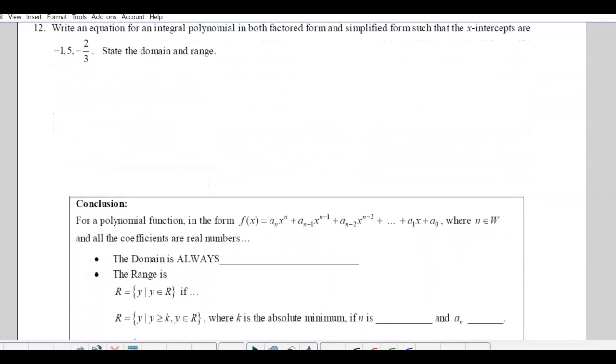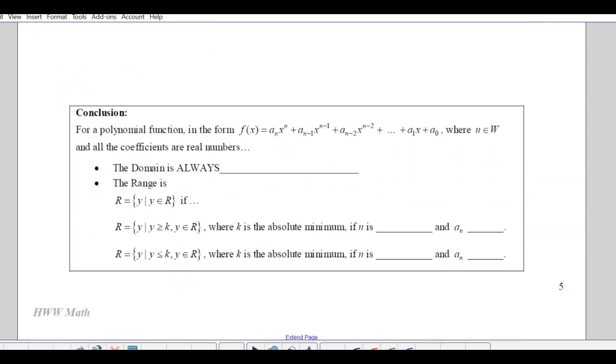12 you can do on your own, and then let's just summarize together here. Okay? So in the box, there's your polynomial function. The domain is always all real numbers. Range is all real numbers if n is odd.